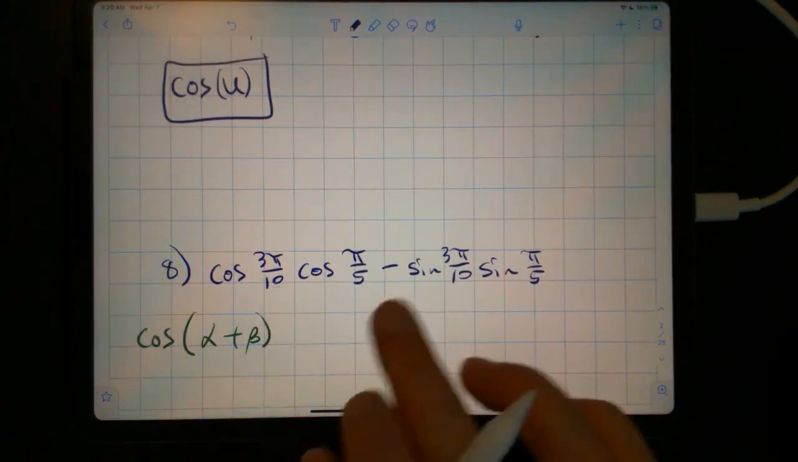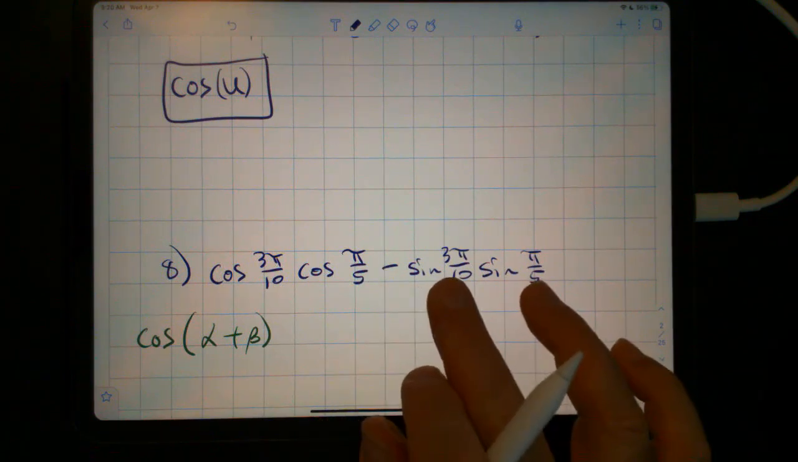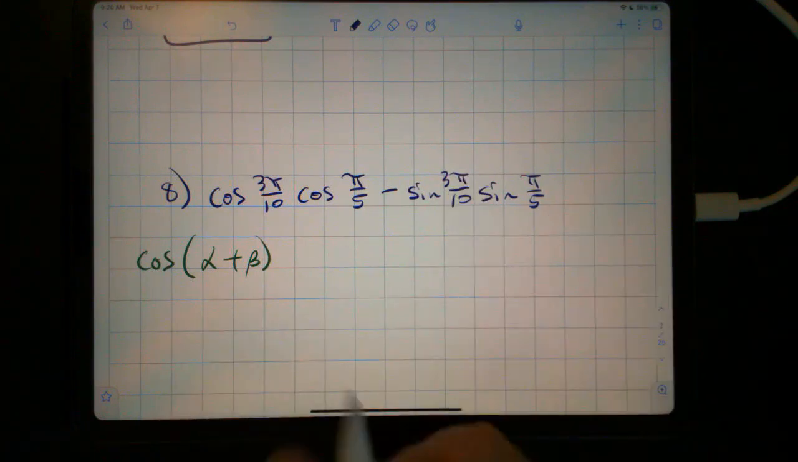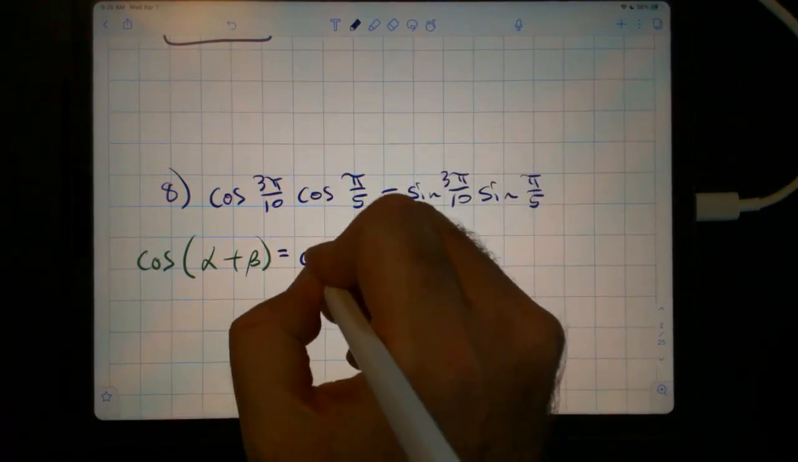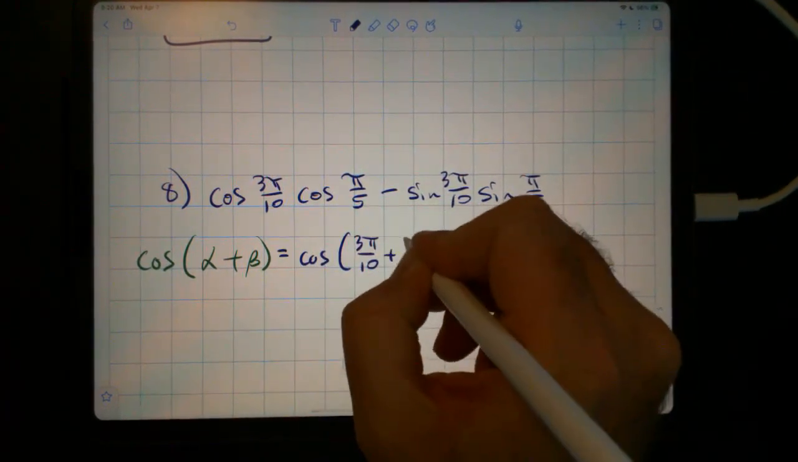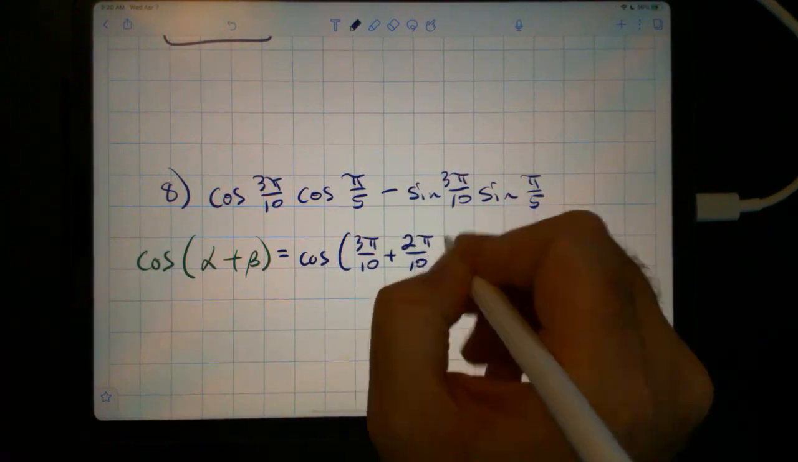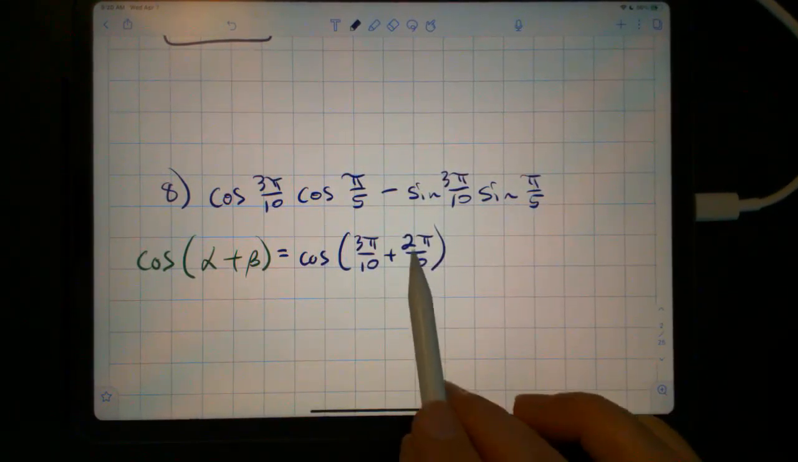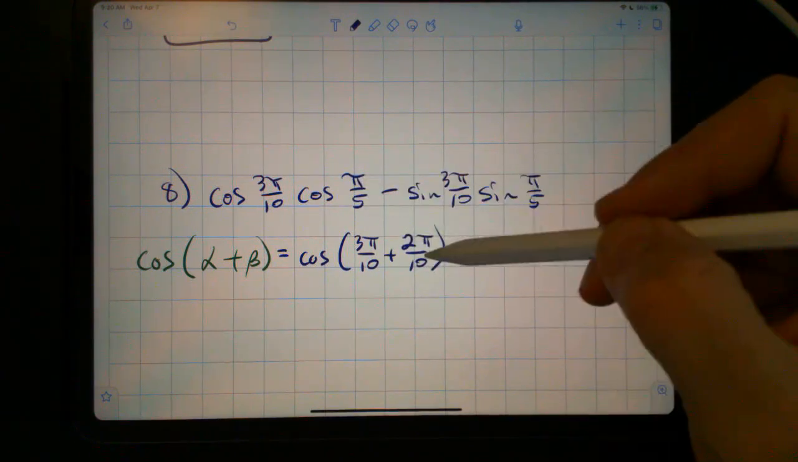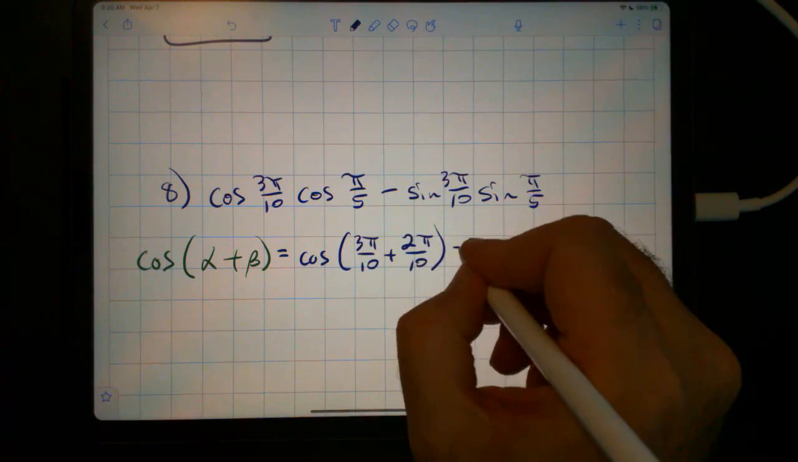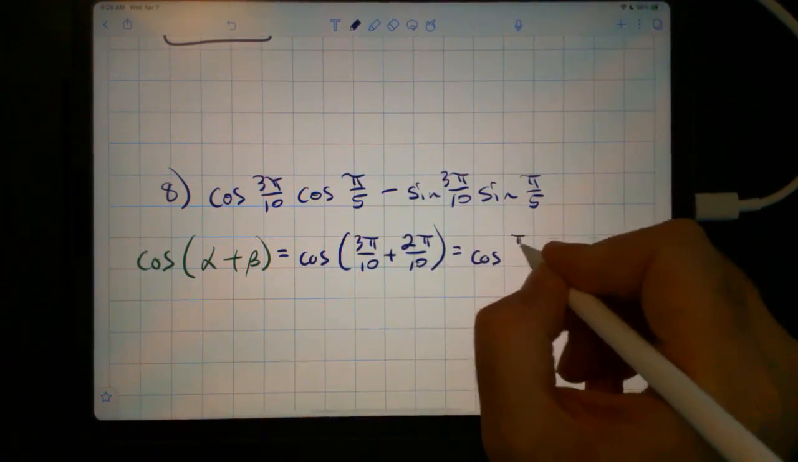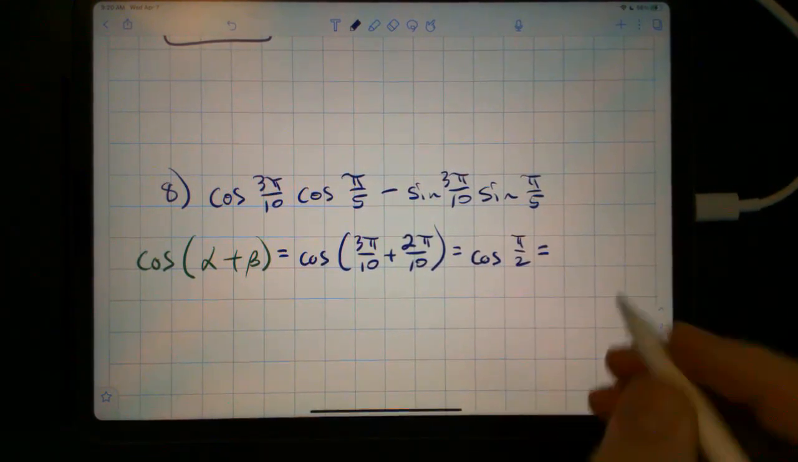Okay. Cosine first, cosine second, minus sine first, sine second. So this is cosine alpha plus beta, the form. Since I'm adding two fractions, I went ahead and made the denominator the same. 2 pi over 10 is the same thing as pi over 5. These are equivalent fractions. That's 5 pi over 10, which is pi over 2. Cosine of pi over 2 is 0.